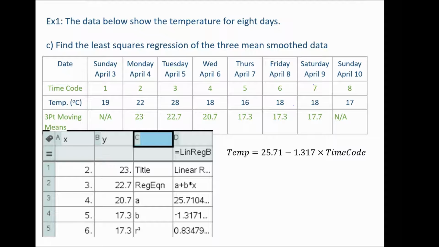Okay, so I've got my time code in there as my variable, so now I can go ahead and make all sorts of predictions. So I could predict the next Monday by plugging in time code 9. I could predict the next Tuesday by plugging in time code 10 and so forth. So this is likely a better predictor than the least squares regression of the full data where I've got that 28 that's a bit funky.